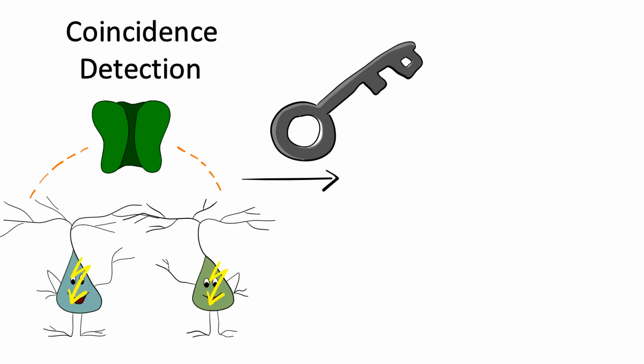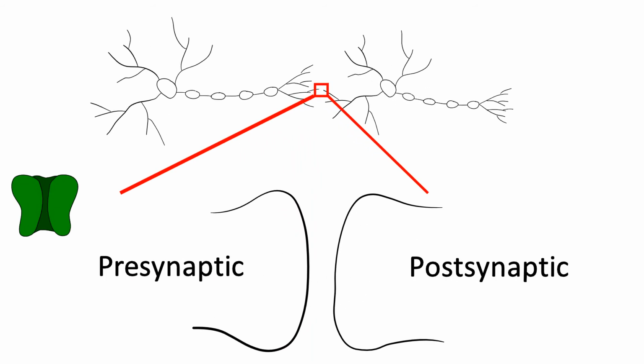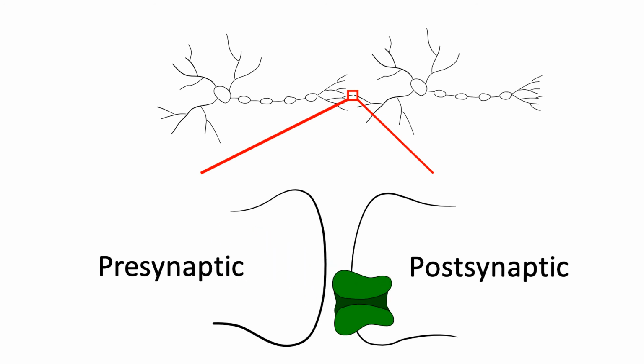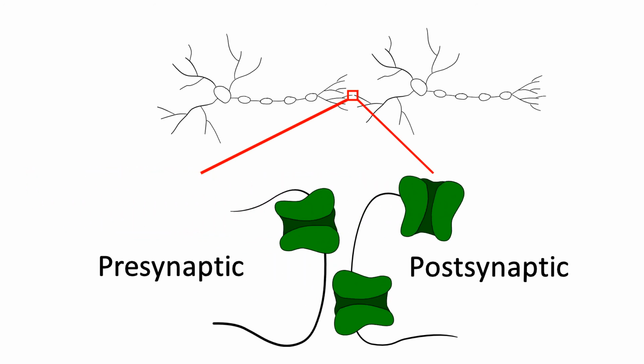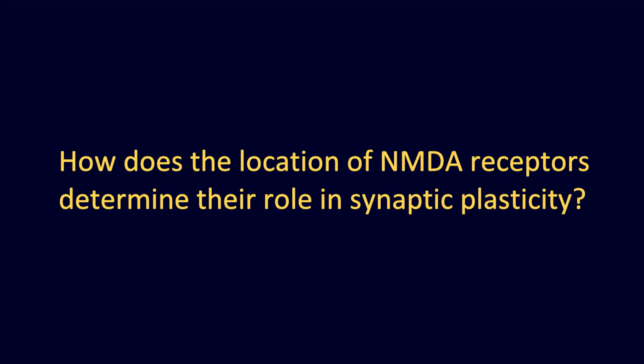Coincidence detection forms a key aspect of synaptic plasticity and requires NMDA receptors to be located at a specific site within the synapse. However, this picture is far from complete. Indeed, NMDA receptors can be spotted in different synaptic compartments, suggesting that NMDA receptors are more than coincidence detectors. This is a topic of great debate, and I aim to solve this dispute by revealing how the location of NMDA receptors determines their role in synaptic plasticity.